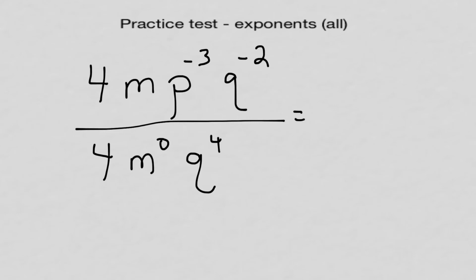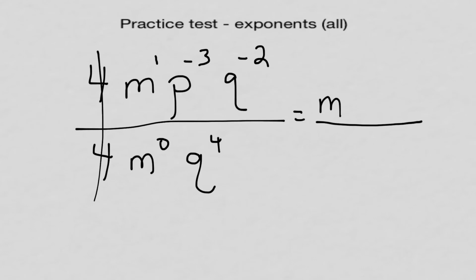All right, final problem. I'm going to put a line here for the answer. Let's start with the numbers. 4 over 4, those cancel out. All right. M to the first, m to the 0. You could go ahead and turn this to a 1 on the bottom, but think about this just the way it is. 1 minus 0 is 1, so it's just going to be m to the first.